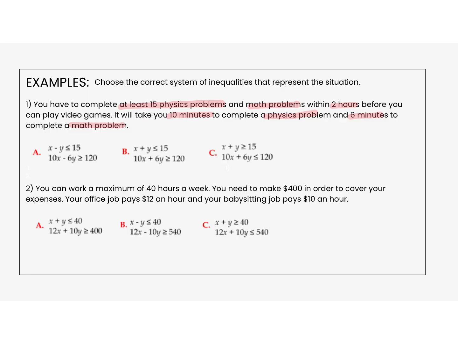So let's look at our choices here then. So I need to complete at least 15 problems, which means I can answer more than that, but I can't do less than that. So let's say X is physics and Y is math. That would mean X plus Y should be greater than or equal to 15. So I can cross out A for sure because I'm definitely not subtracting those. Then I have to look at between B and C, which one shows at least. That's the key word there.